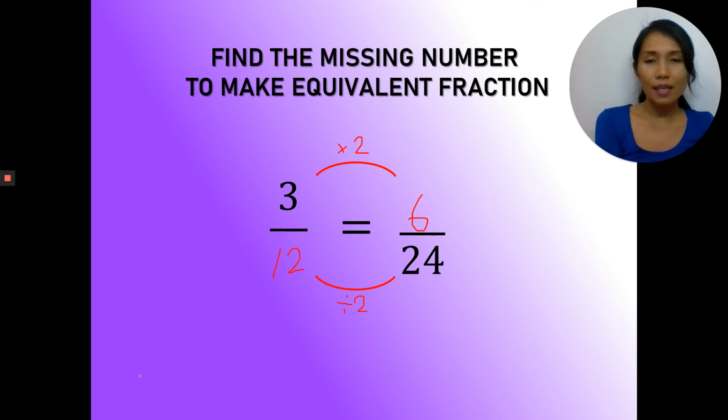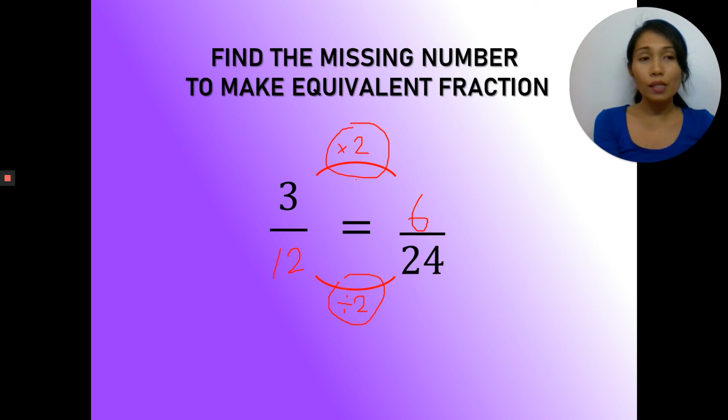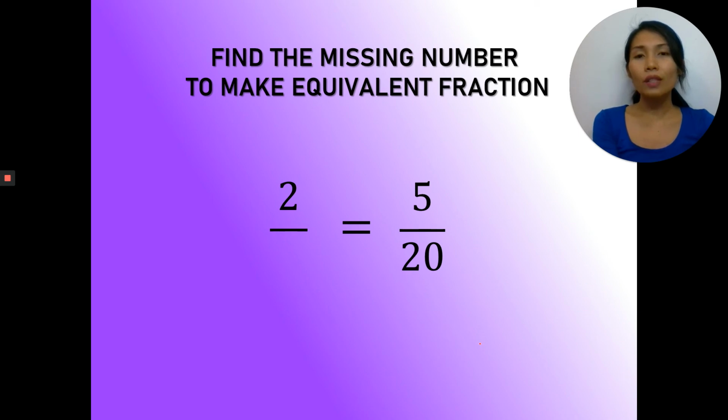Alright, easy, yeah? Whatever number you try, as long as you use the same factor in the numerator and denominator, either you divide it or you multiply it, you got the same answer, and that is correct. Alright, now let's have another one. The missing denominator is over here. So let's see. Let's try to multiply. What are you going to multiply to 2 to get the answer 5? Do you have any number?